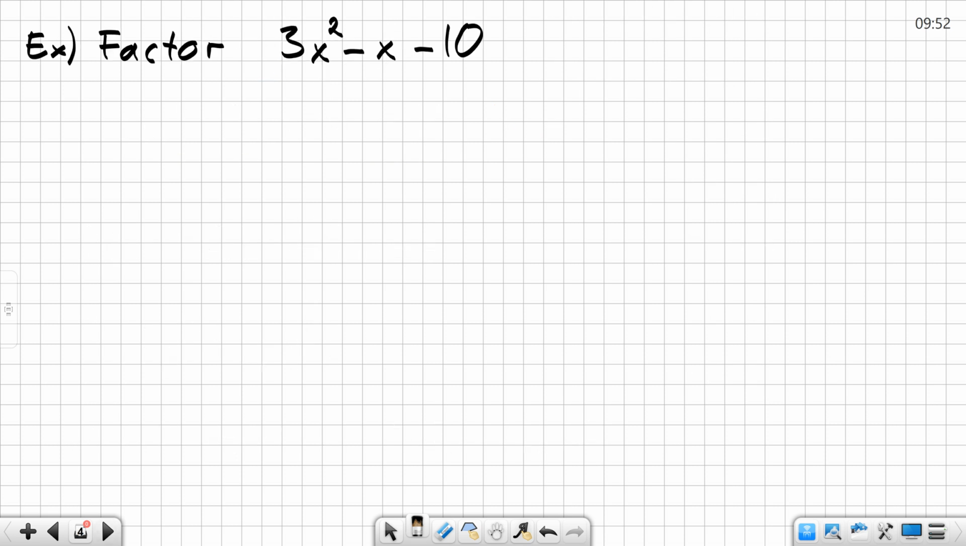We are planning on factoring 3x squared minus x minus 10. So again, first thing, multiply 3 with negative 10. And I will get a negative 30. In the second step, I'm looking for two factors whose product is negative 30, but whose sum is, let's see, negative 1. Negative 1 times x.